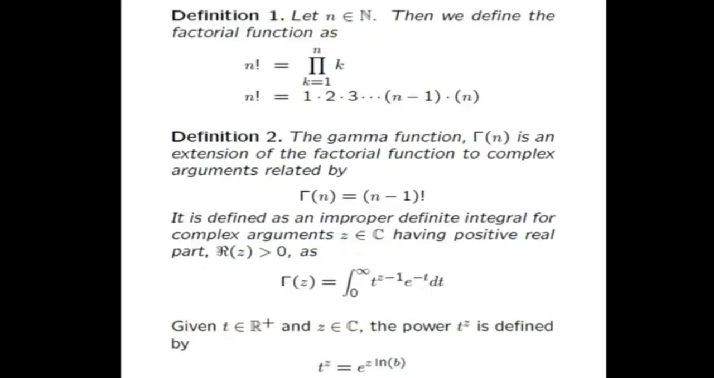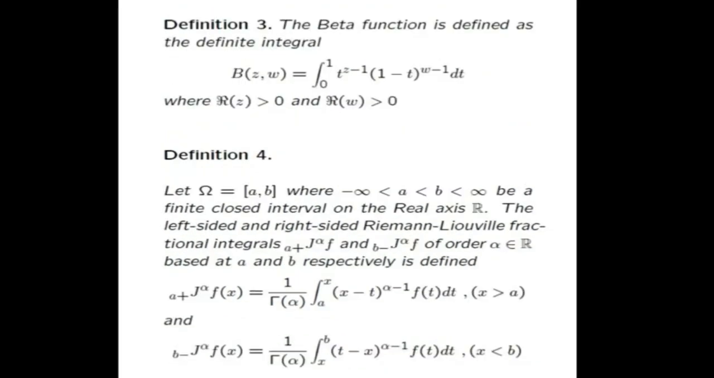The first definition we're looking at is the factorial function, which is defined for a natural number n as the product of the naturals up to n, starting at k equals 1. The gamma function is an extension of the factorial function, related to it by the formula gamma of n equals (n minus 1) factorial. But it's better defined as the improper definite integral below. The beta function does not appear often in the fractional calculus, but it is useful in concluding results in proofs of the fractional calculus.